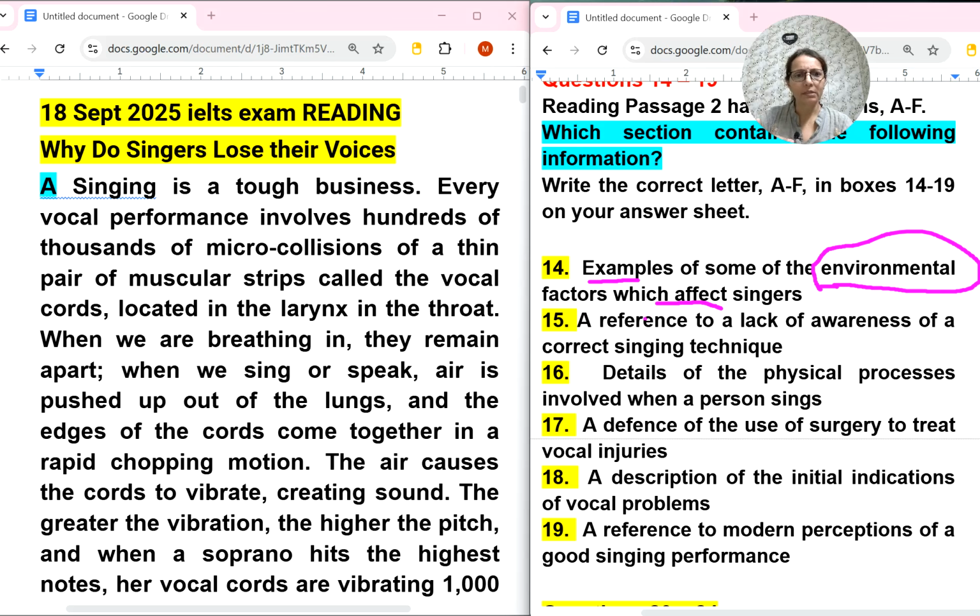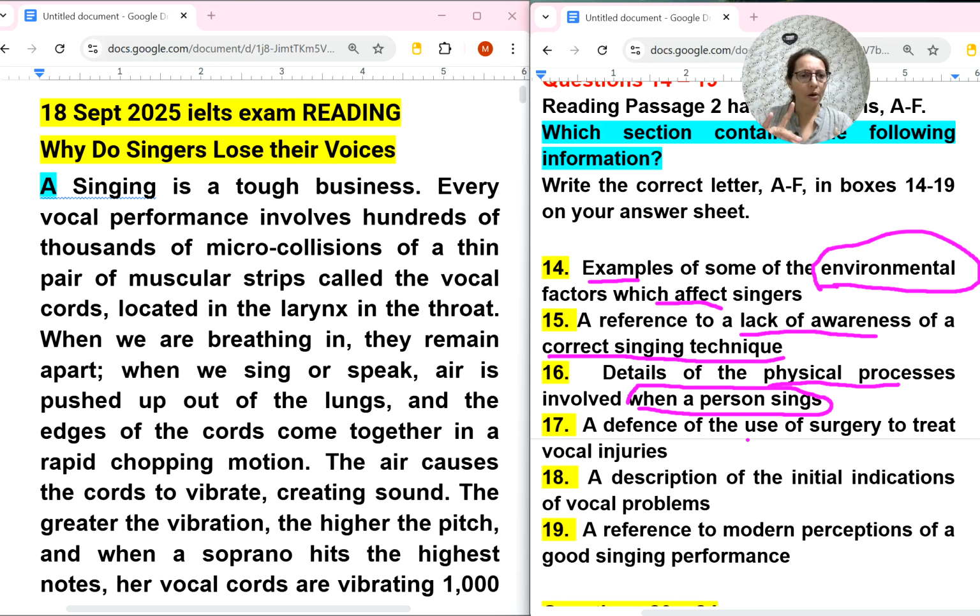Which affect singers? A reference to a lack of awareness of a correct singing technique. Correct singing technique, so there is a lack of awareness. People don't know, or singers don't know, maybe. They may be talking like that. Details of the physical process. Physical processes involved when a person sings. It means how a person sings, any physical process involved, that will be the answer.